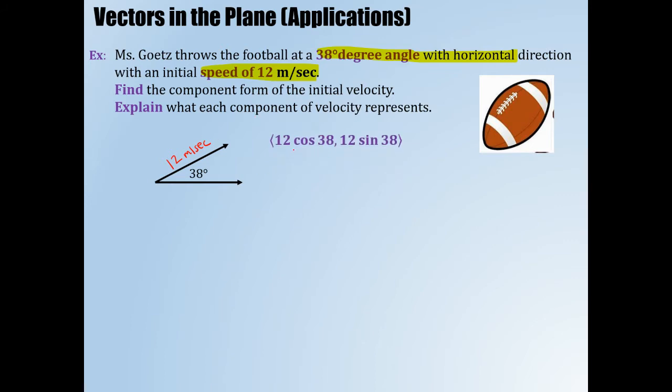You talked a little bit about where that comes from. You're thinking, what's the horizontal speed, and what's the vertical speed that results in this? So you're looking at the horizontal and the vertical, and going back to what you know, that's where I'm getting 12 cosine of 38. This is adjacent over hypotenuse. I can multiply this out and get 9.5 meters per second and 7.4 meters per second, the horizontal component and the vertical component.